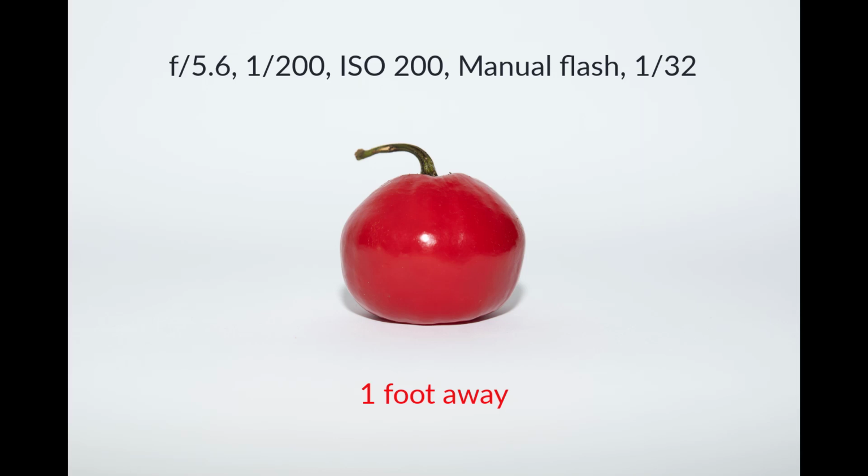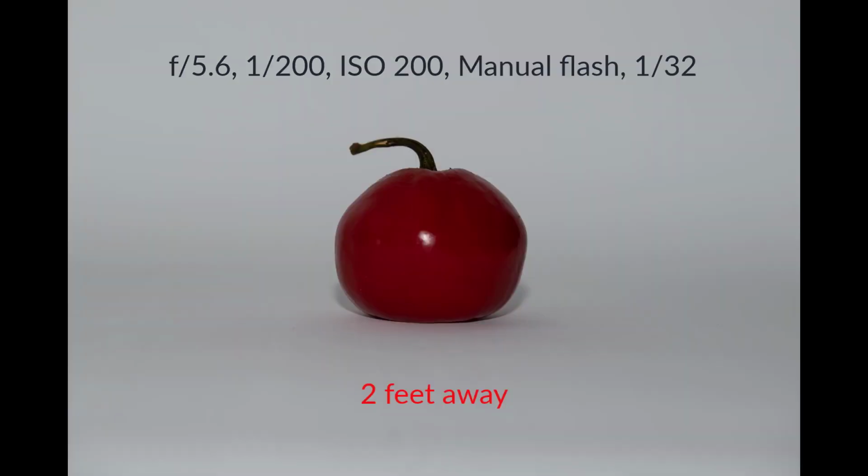At 1 foot away, manual flash at 1/32nd power is doing a good job. It's a little bit bright, but I think that's appropriate. Again, the white should be white and the pepper should be nice and bright. So I'm happy with this. But what happens when I move 2 feet away? Remember the inverse square law. I've doubled my distance now and I've lost 75% of the light falling on the scene. So 1/32nd power now at 2 feet away leaves me 2 stops underexposed.